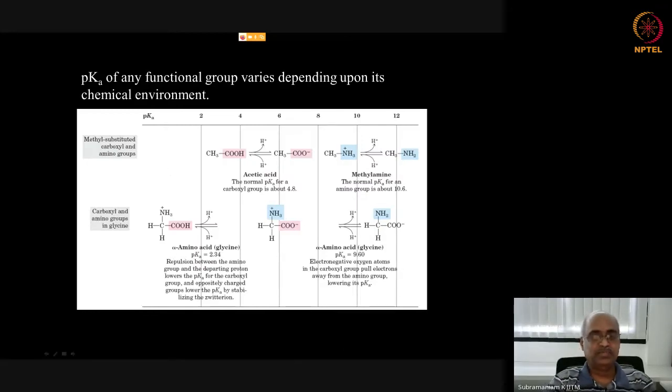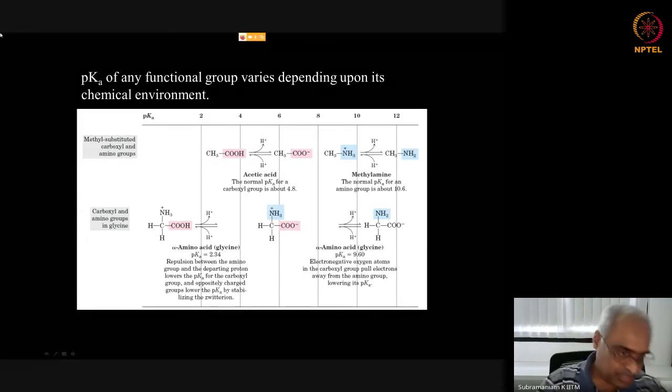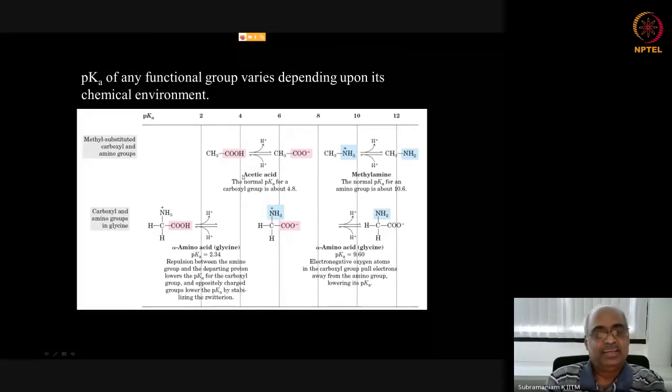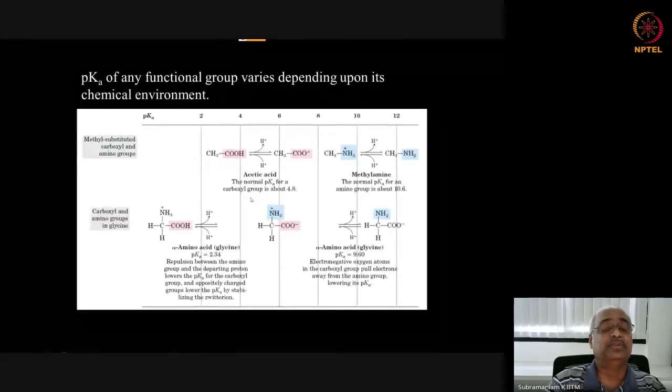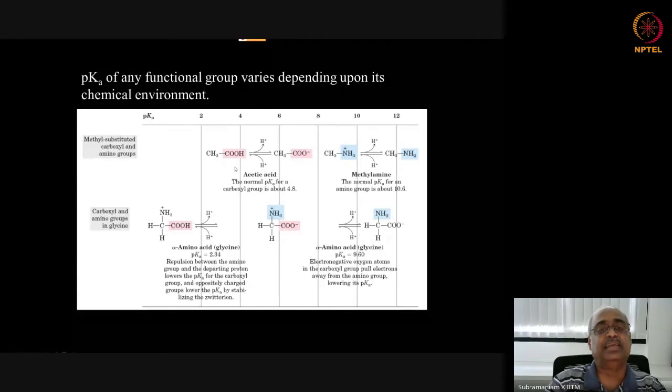So now a small discussion on the consequences of the presence of two charged groups on the same molecule. I actually mentioned this earlier, and I asked you to do it as homework. I'm not sure whether you have figured it out or not, but the answer is here in this slide. So the carboxyl group as part of acetic acid has a pKa value of 4.8.